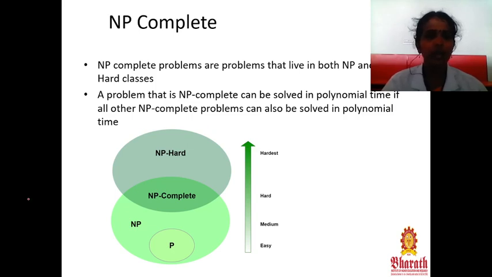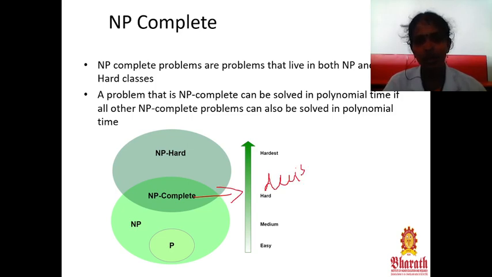So next one is NP complete. What is NP complete? NP complete problems are problems that live in both NP and NP hard classes. This is the schematic diagram for P, NP, NP complete and NP hard. NP complete lies between NP and NP hard. It is somewhat tougher than NP and somewhat easier than NP hard. Such problems are NP complete problems. NP complete problems are decision making problems.